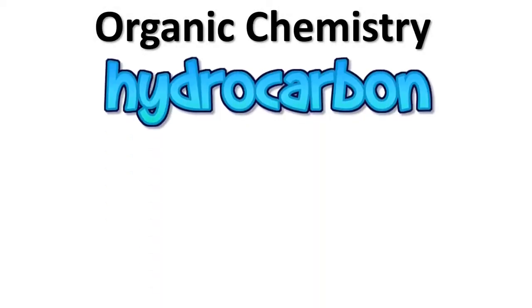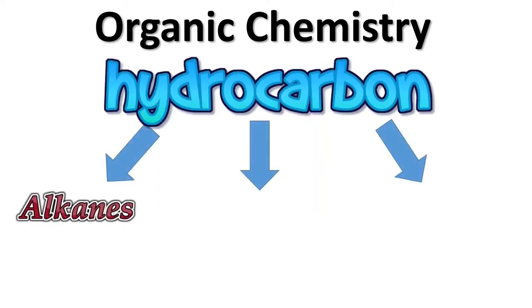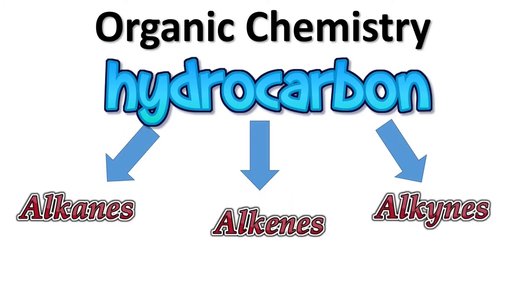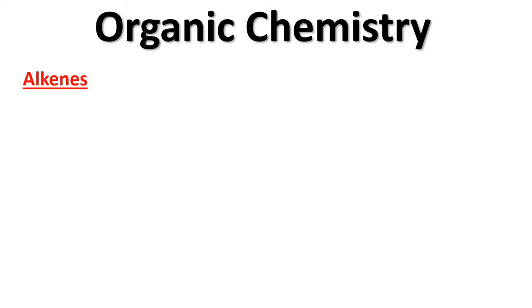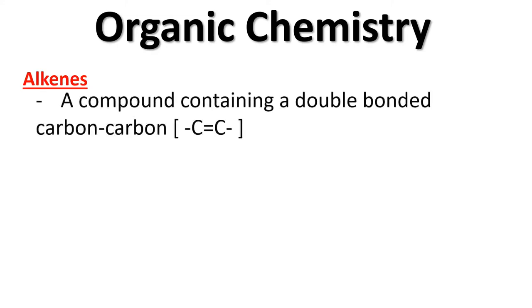Organic chemistry. Hydrocarbons. Last time we looked at alkanes with single bonds, and this time we're going to be looking at alkenes with double bonds, and then alkynes with triple bonds. And let's remember that these can come as straight chains or as ringed compounds. So let's proceed with some alkenes. These are compounds that contain a double bond, which would be right there.